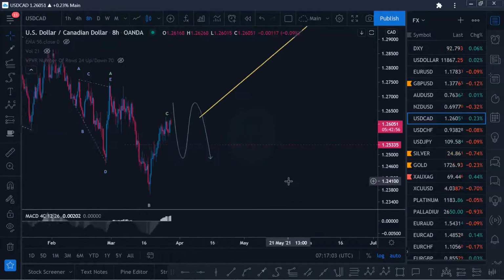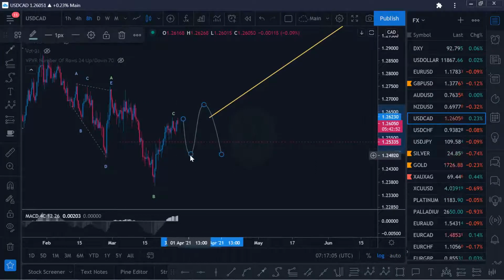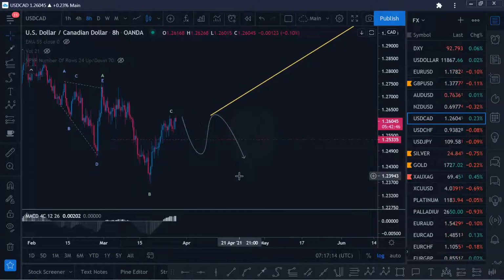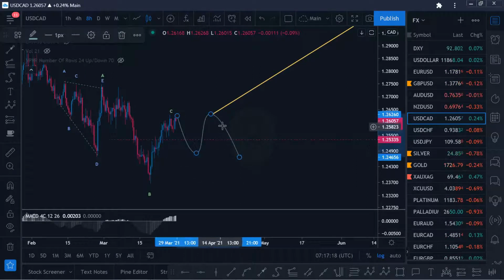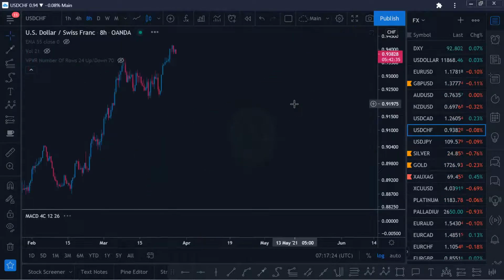So once we start to see confirmation of this, the CAD seems to be holding up pretty strongly in relation to the other commodity currencies. But as oil starts to turn, which we have seen already, it seems that the CAD is going to start to turn as well. And once we get this first corrective structure on the lower time frames, it'll be a good indication that we have seen that turn moving forward.